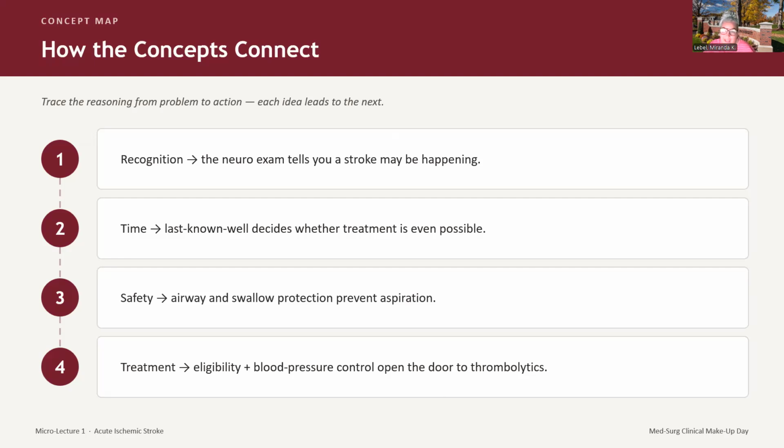The patient has to meet the right eligibility, right? So again, that window of last known well, that helps our eligibility. Our NIH stroke scale, which you don't have to know, but that number has to go into it. And then blood pressure control, right? So if our systolic blood pressure is even 181, we can't give that medication until we've controlled that blood pressure. We're going to give some medications like nicardipine or labetalol to get that blood pressure down so that we can give the TNK.